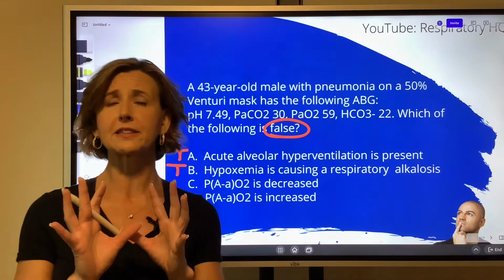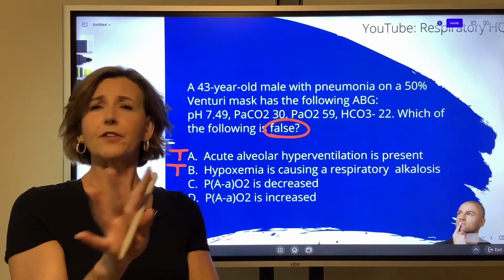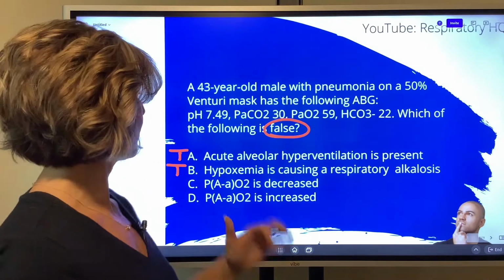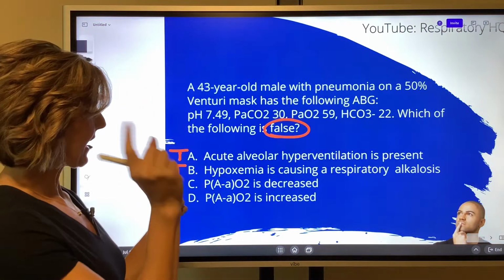So this is where I'm going to say, let's use some test-taking skills also. Let's say you're a little bit iffy on your acid-base balance, or maybe you haven't started the program yet and you really don't know what these words even mean. So let me show you how to look at this.